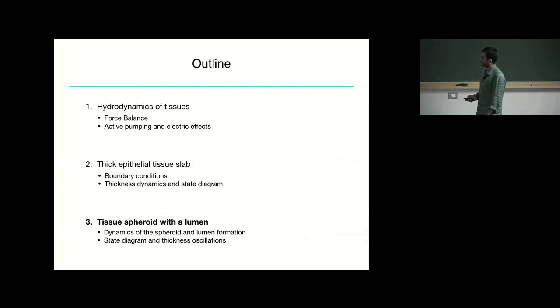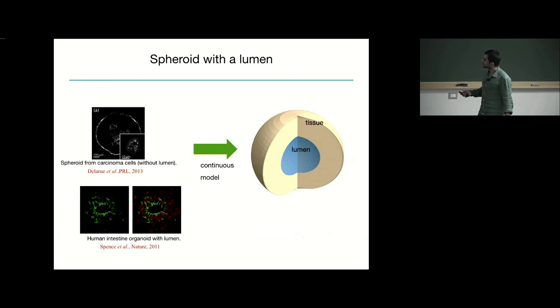It's a spherical tissue with a lumen inside. This is trying to model spheroids from carcinoma cells, or this kind of spherical organoid with a lumen inside. Basically you can approximate it by spherical tissue with a fluid filled cavity. Now, one of the important questions we ask here is what factors are responsible for lumen nucleation? How does the lumen nucleate? Or more explicitly, if you start from a very small lumen, how does the lumen grow or shrink? What are the dynamics of the lumen?